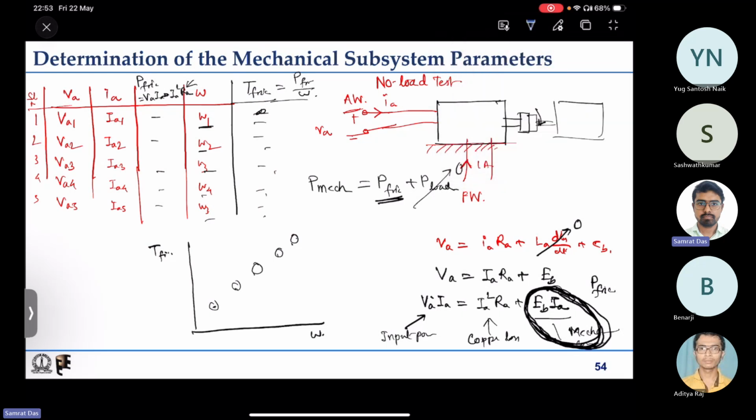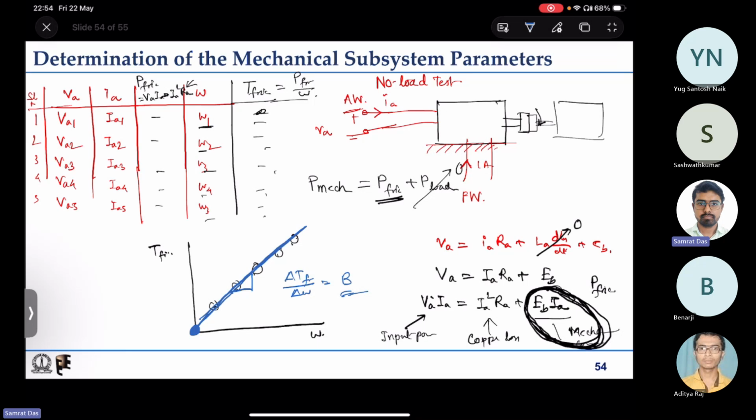And in most cases, if you join these points, you will find that it is a straight line going to the origin. So this slope is nothing but delta T friction by delta speed, that is equal to B. That is the frictional coefficient, right? So you found the frictional coefficient also. Now to get the J, what do you do? Say you keep on measuring speed.